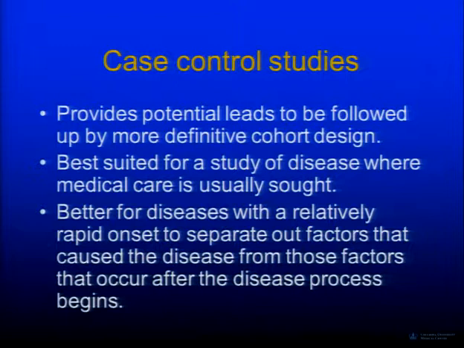So case control studies can give you leads that then can be followed up by a more definitive cohort design. Again, as I just mentioned, it's best suited for a study of a disease where people usually go for medical care. And especially if you're going to do it out of a hospital, you need to make sure that they end up going for hospital care at some point during their disease. Also, it's important to try and think about this for diseases that have a pretty rapid onset, because you're asking them, say, in the prostate cancer case control study I did, where we were asking them about their diet during the year before they got sick.